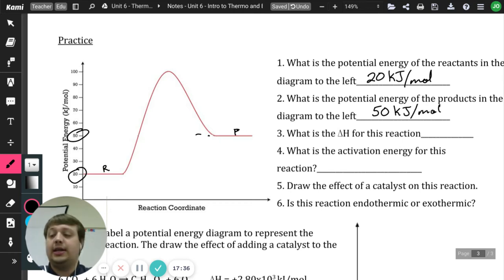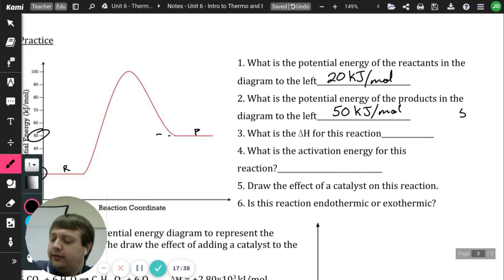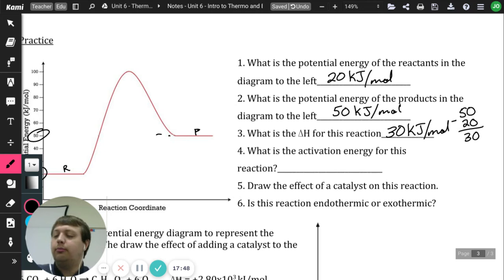So what is my change in heat? Well, I take my products, 50, minus the reactants, 20, and I would get a total of 30. So the change in heat is 30 kilojoules per mole. And in this case, it would be a positive 30, right?